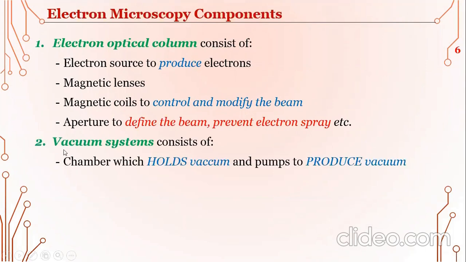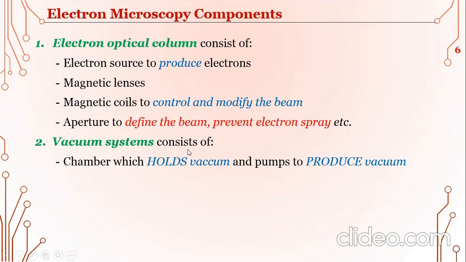And there is another component, and that component is the vacuum system. So the first component is the electron optical column. The second one is the vacuum system. This is common for both types of electron microscopy.